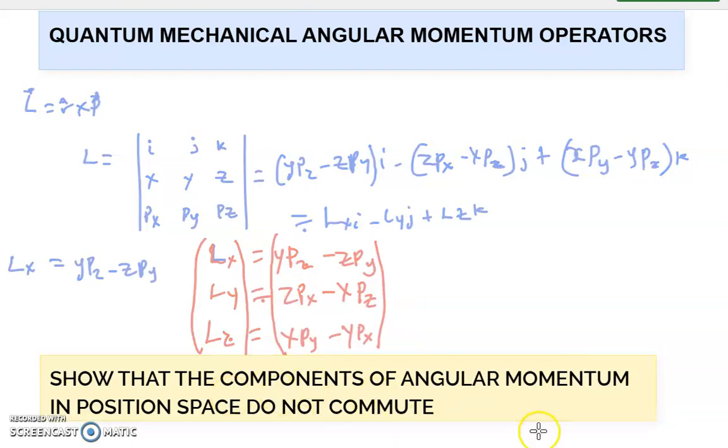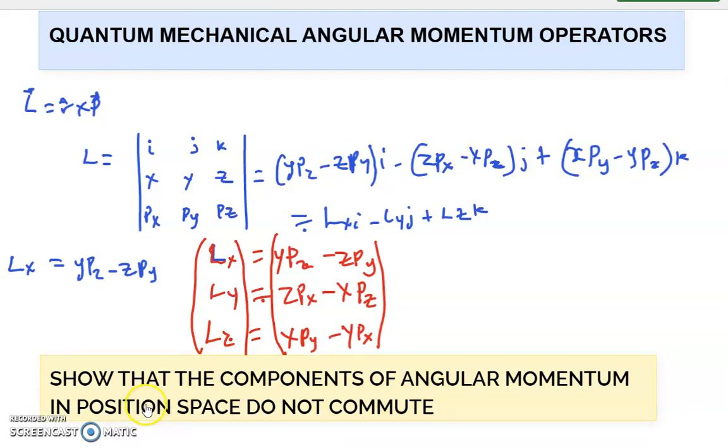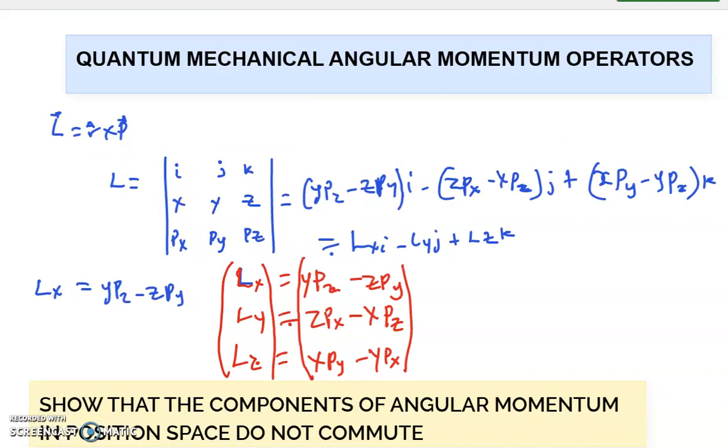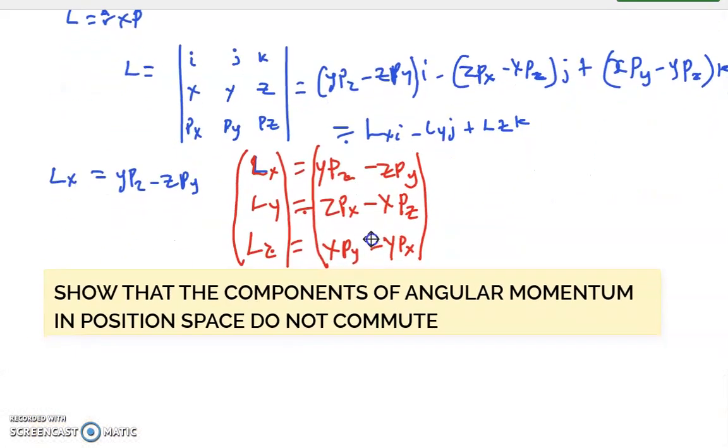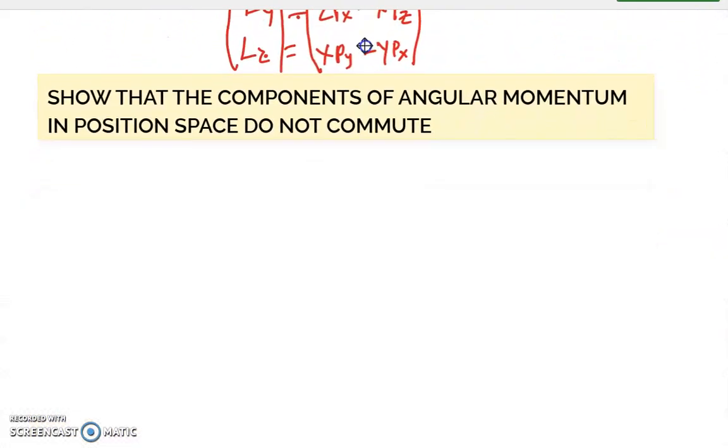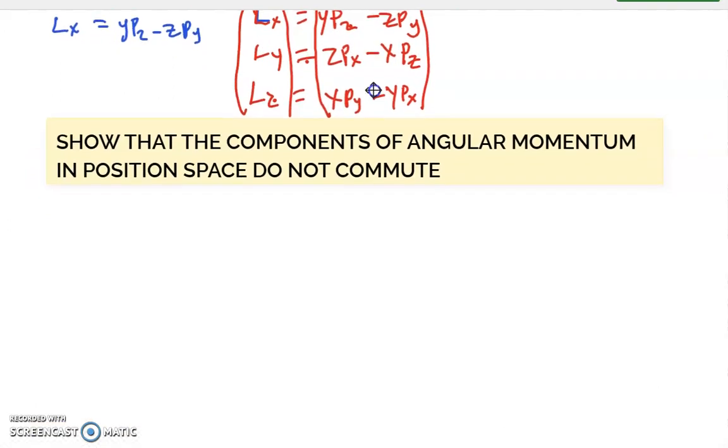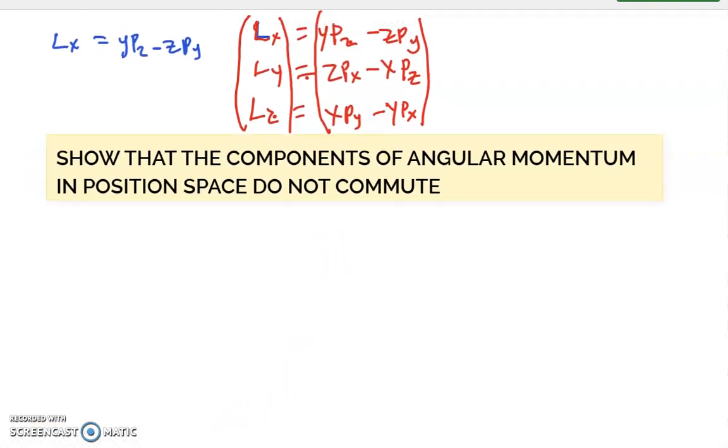So I want to show you that indeed these do not commute, and we want to show that the components of angular momentum in position space do not commute. Let's see how that goes. So let's take two components of these two vectors and show that they cannot commute.